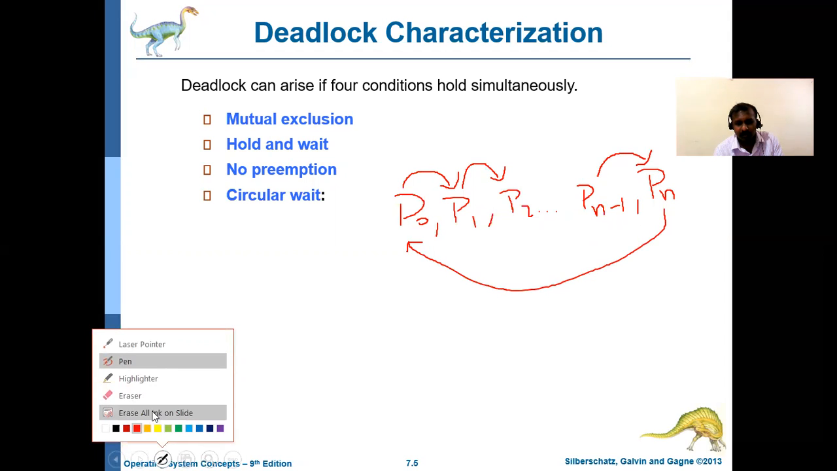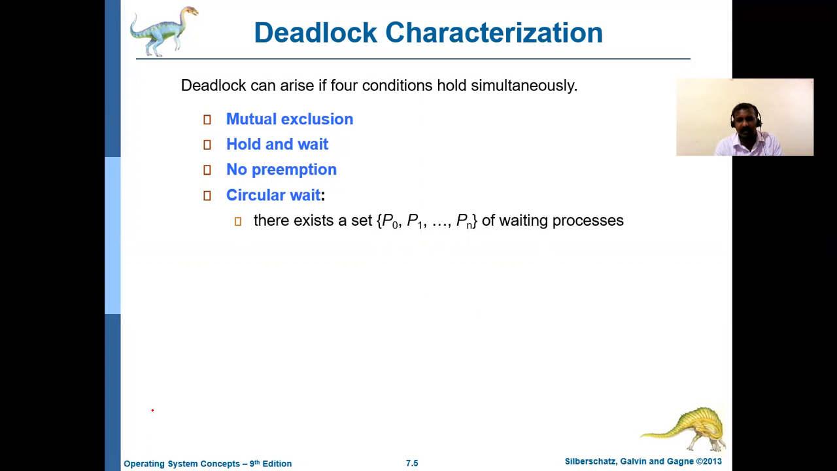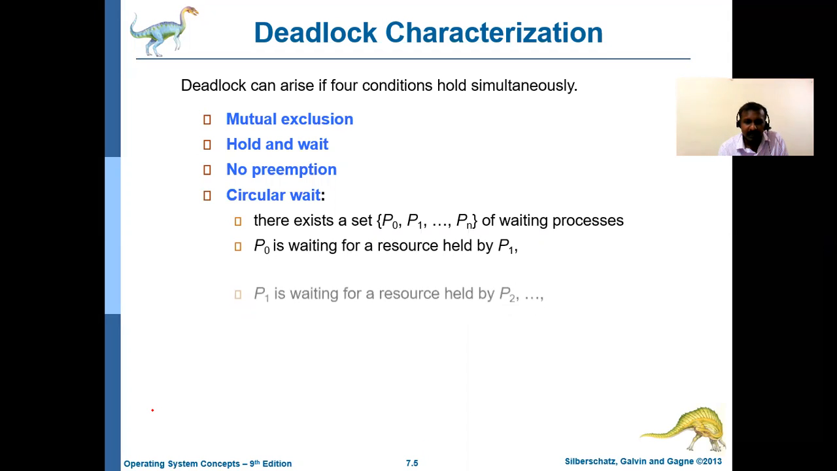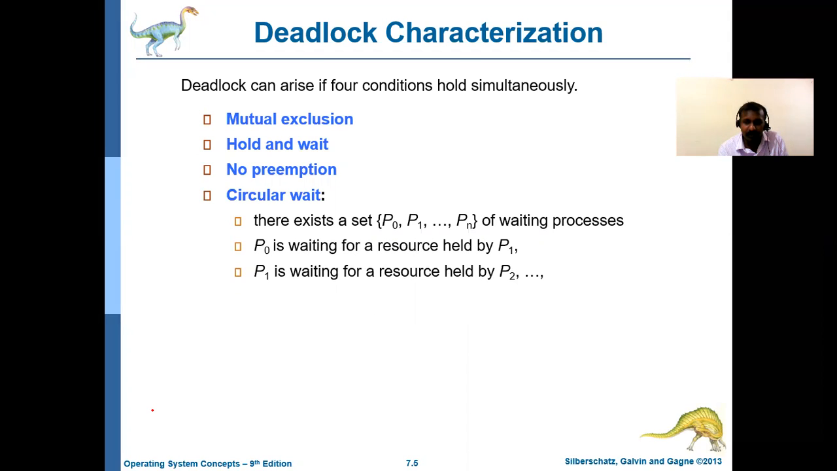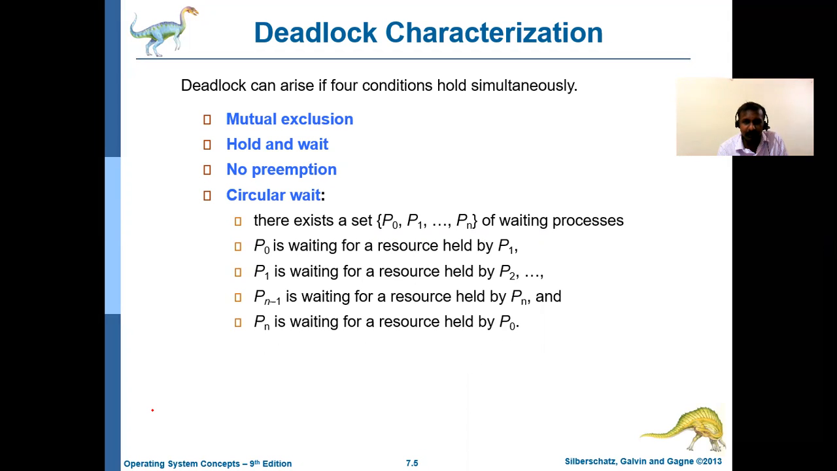Okay, so circular wait is more formally defined like this: if there exists a set of processes P0, P1 up to Pn, and if P0 is waiting for a resource held by P1, and P1 is waiting for a resource held by P2, and so on and so forth. That is, P2 is waiting for a resource that is held by P3, and it continues like that. And Pn minus 1 is waiting for a resource that is held by Pn, and Pn is waiting for a resource that is held by P0. Then that situation is said to be circular wait. So this is how circular wait is defined.